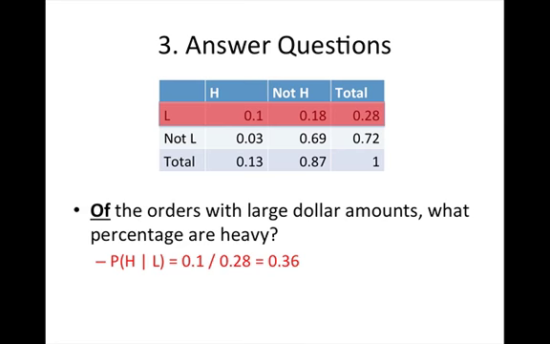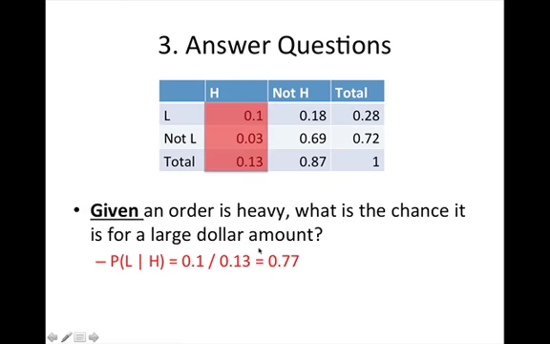Again, once you see the word "of," that probably means that you're dealing with a conditional probability, and you'll be using this formula. The next part reads "given." Given is another one of these keywords. Given an order is heavy means live in this column. You don't care about the whole sample space, you just care about the 13% of the orders that are heavy. So given that it's heavy, what's the chance that it's for a large dollar amount? We're asking how big is 0.1 relative to 0.13. So 0.1 divided by 0.13 is 0.77, and that's the correct answer.